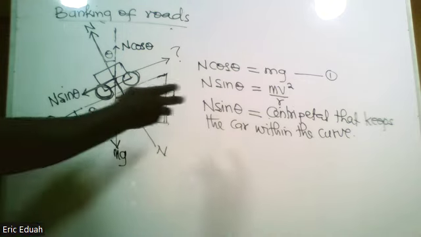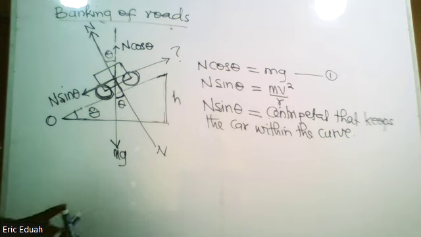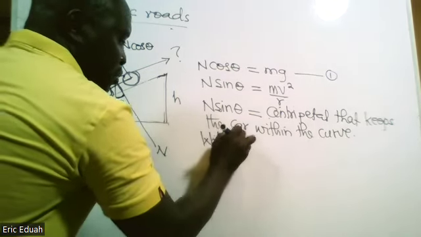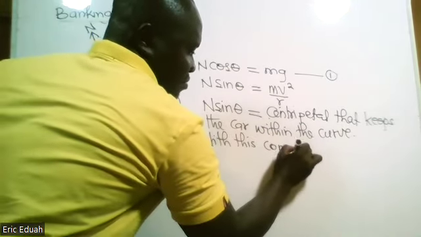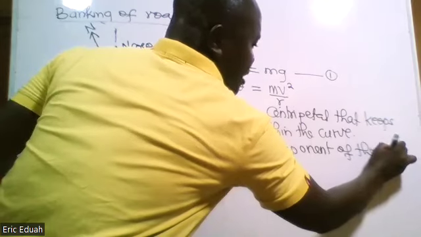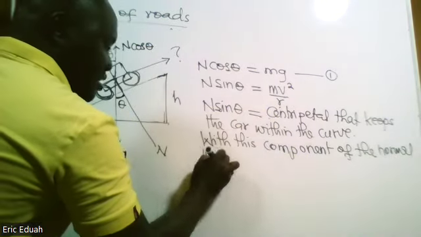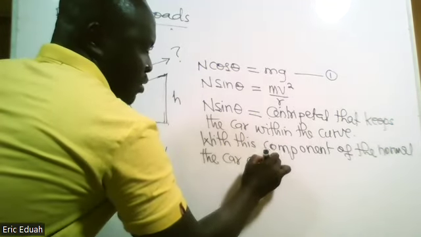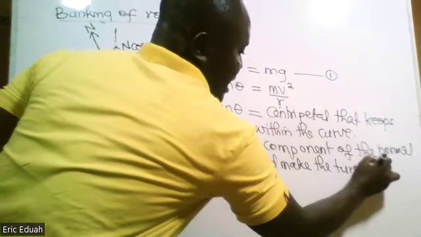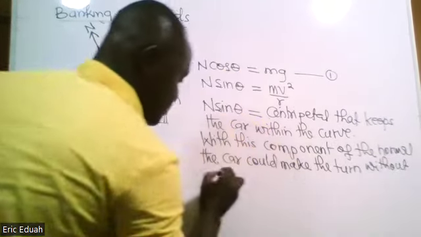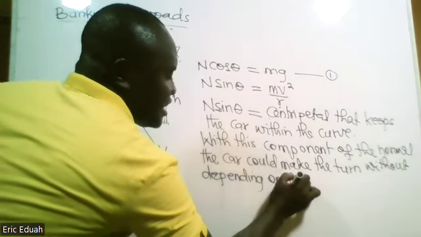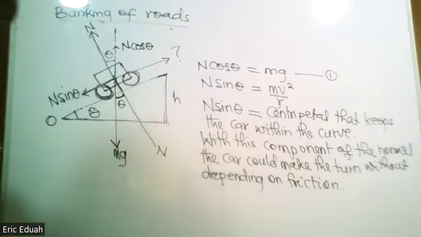So with this component of the normal reaction, the car would make the turn without depending on friction. Not necessarily depending on friction.